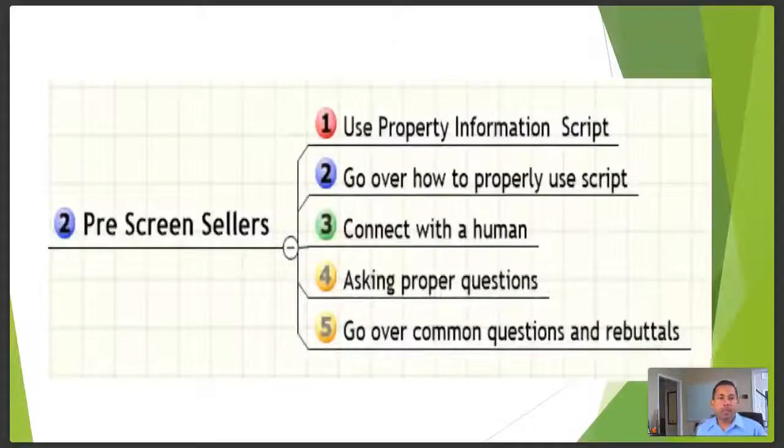So in pre-screening, remember, you're going to use the property information script. You're going to go over the property. You're going to use the script properly by making sure you ask the right questions. Number 3, you're going to connect with a human. You're going to ask the proper questions and engage with them. Find out what's going on. Set the appointment. Make the offer. Put it on the contract. That's how we do it.